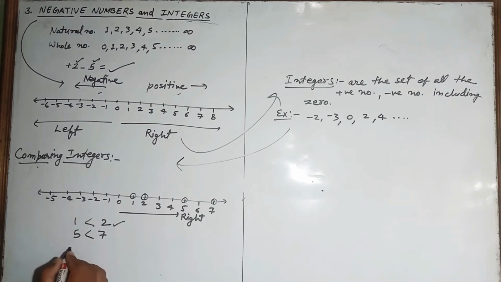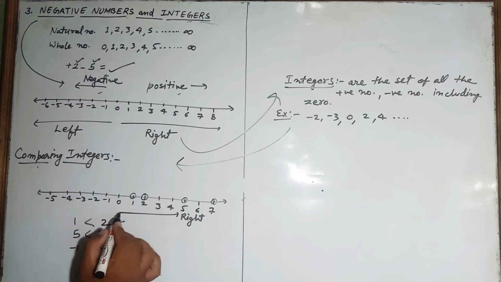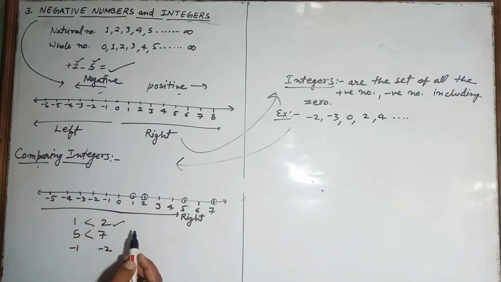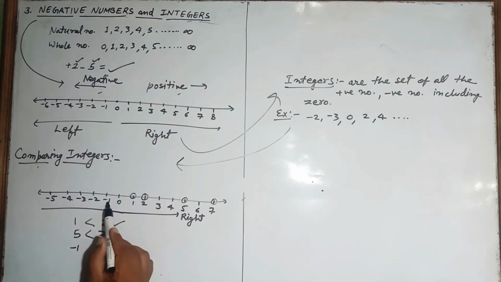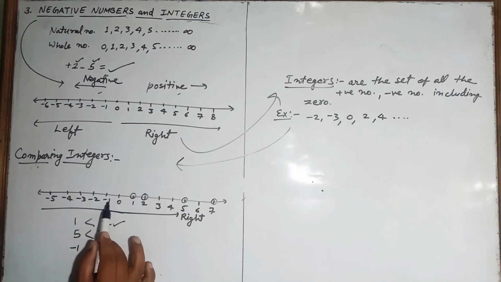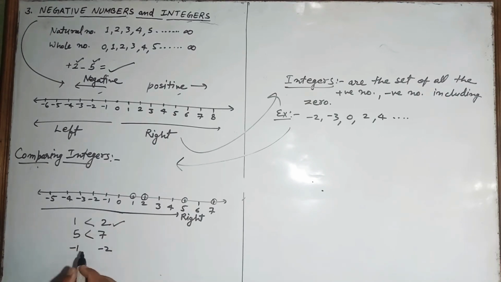So if I ask -1 and -2, which number will be greater? The number which will be on the right hand side. So which number is on the right hand side? Between -1 and -2, the number on the right hand side is -1. So -1 will be greater than -2.